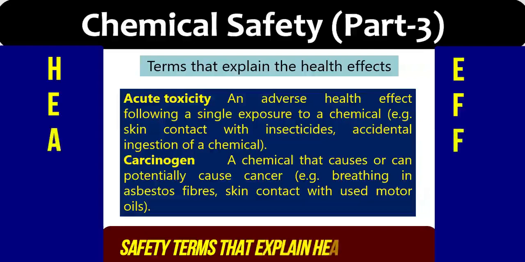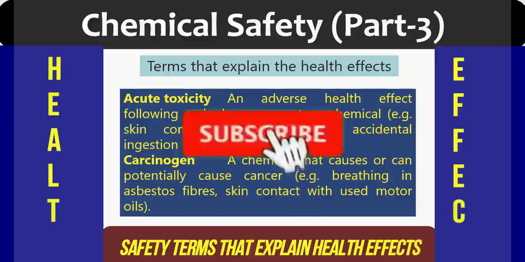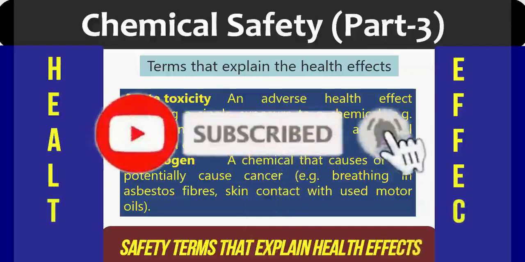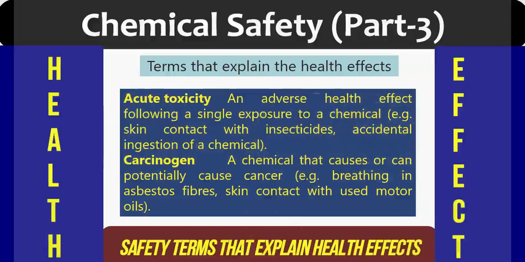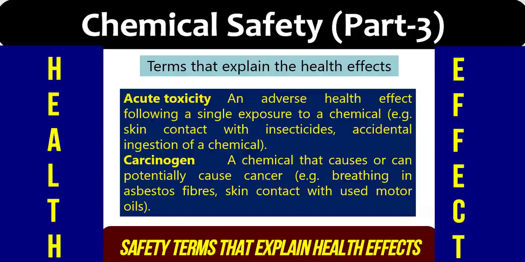This is part 3 of the chemical safety video series. In this training session, we'll discuss the terms that explain the health effects. For example, what is acute toxicity? An adverse health effect following a single exposure to a chemical. For example, skin contact with insecticides, accidental ingestion of a chemical. That will come under the category of acute toxicity.